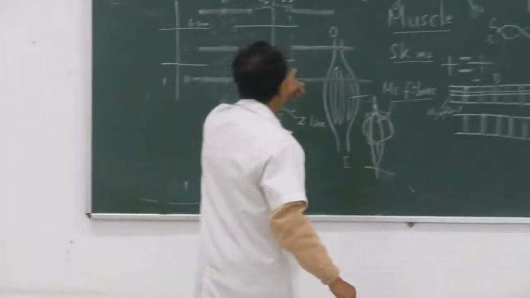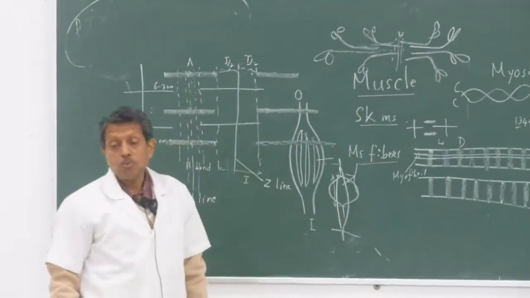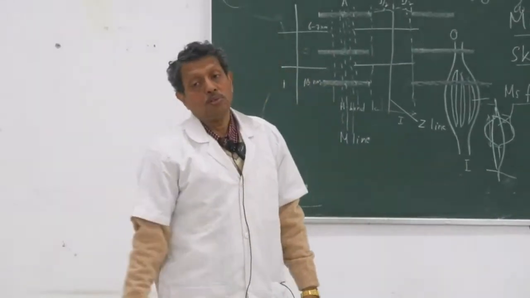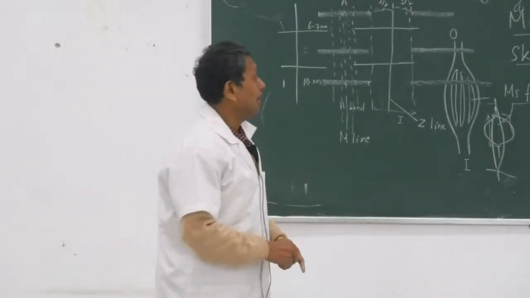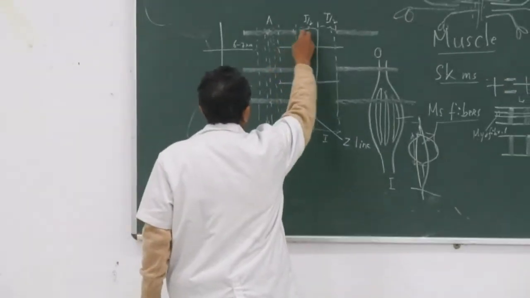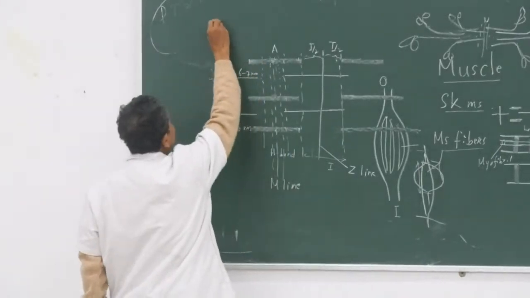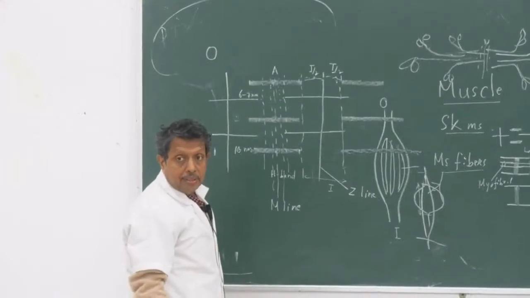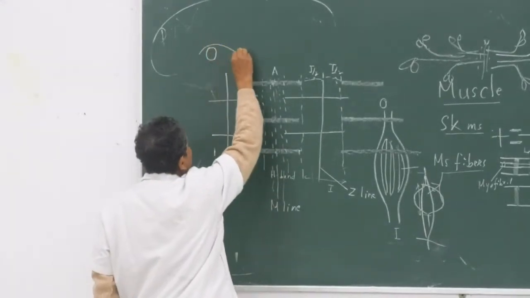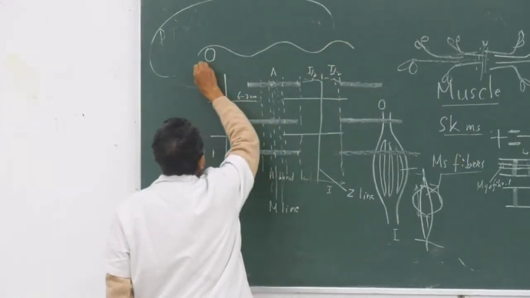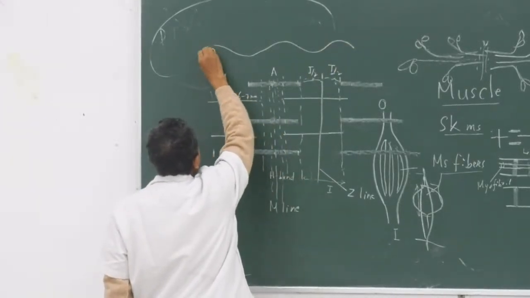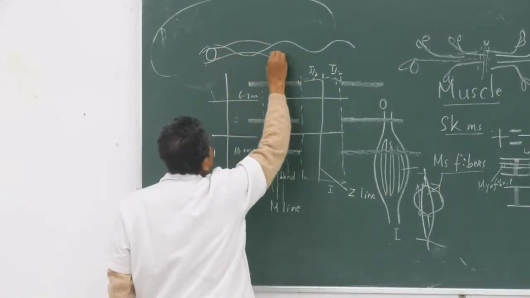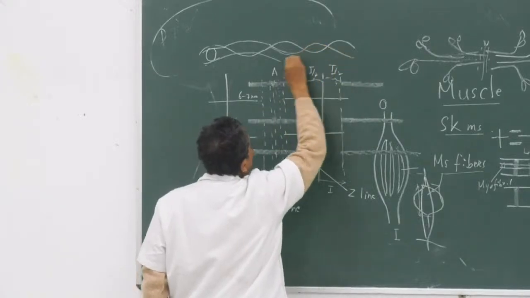How is this actin filament produced? It is a polymer of G-actin molecules. They are produced as polymers. G-actin is globular actin, and it unites with one another in this array.